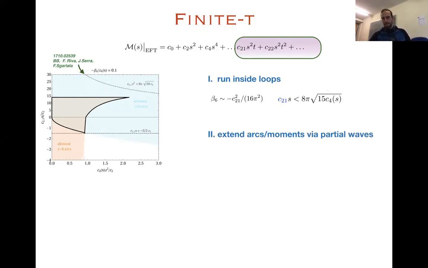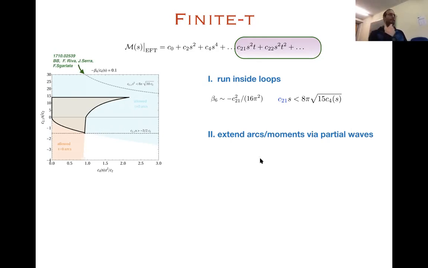Now, I'm plotting C4 over C2 and C2,1 over C2, so I'm plotting ratios of Wilson coefficients. I'm just saying that even though these do not contribute in the forward limit, they enter into loops that affect the positivity bounds also in the forward limit. So you get this type of bounds. But you can do much more than that, okay?